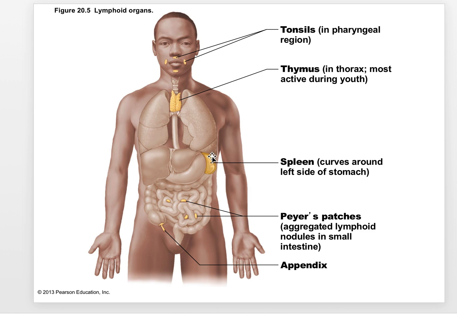The spleen is a good place for lymphoid tissue to occur. Those Peyer's patches are just scattered throughout the small intestines. The appendix.